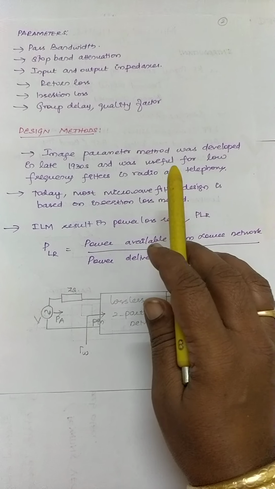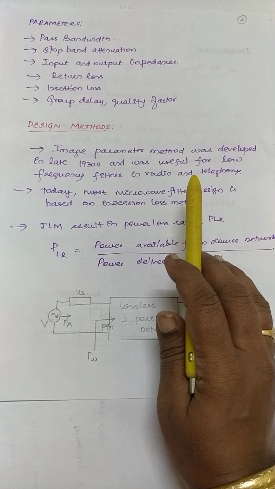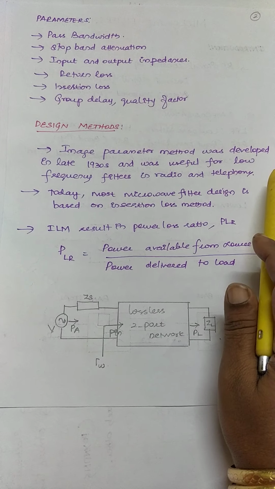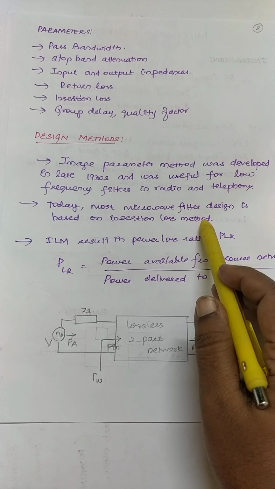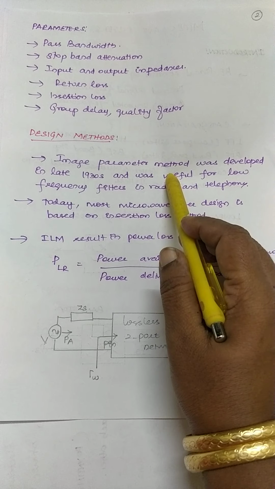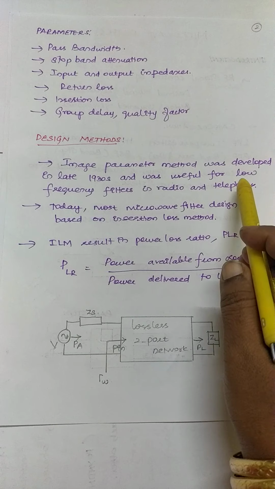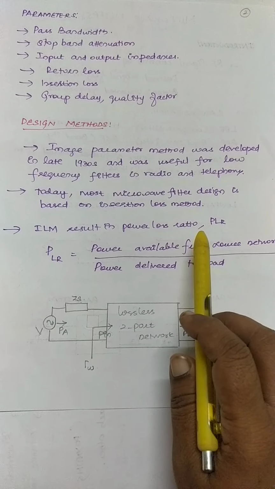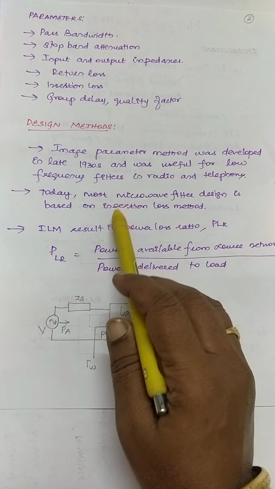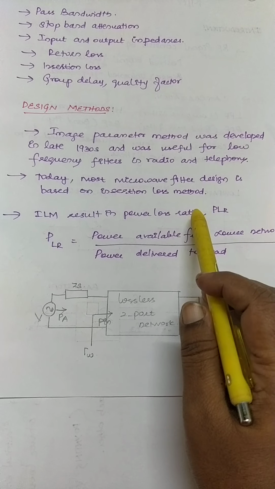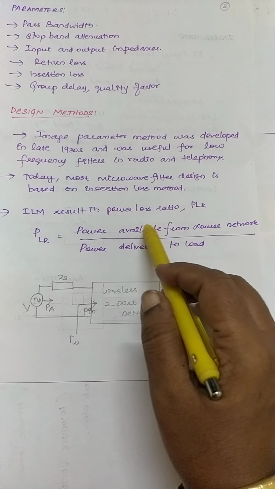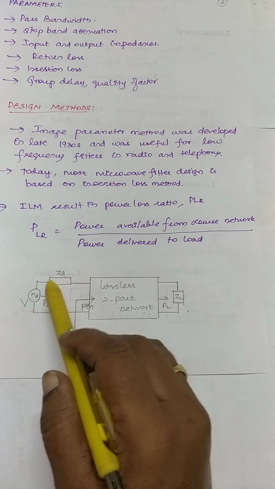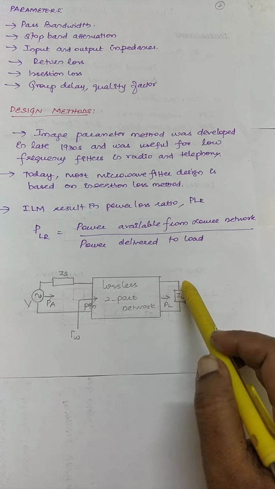Now what are the design methods used for the filter? There are two methods in general used. One is the image parameter method, the other one is the insertion loss method. In early stages, the image parameter method was used for low frequency filters in radio and telephony. But nowadays we prefer only the insertion loss method. It results in a power loss ratio, PLR, which is defined as the ratio between the power available from the source network to the power delivered to the load.